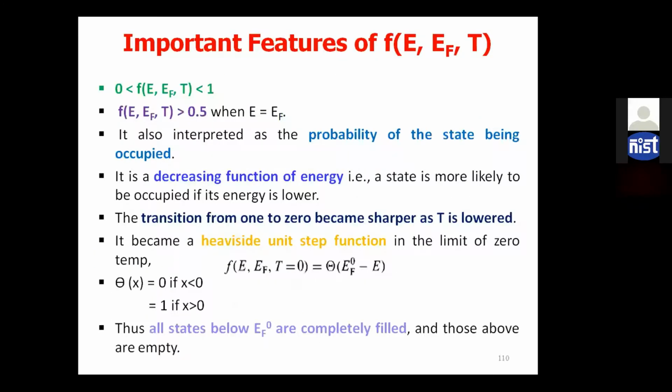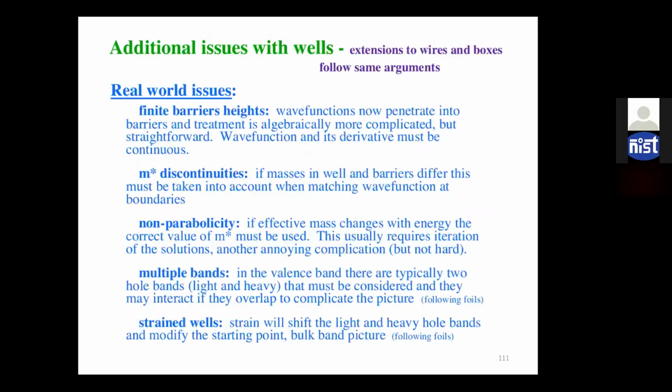There are some additional issues, like real world issues, such as finite barrier height, as I already explained. In the case of infinite barriers, no doubt the electron is totally confined. However, that is not possible. So when you take a finite barrier height, the wave functions can penetrate into the barriers, and the treatment is algebraically more complicated, but it is straightforward. We can derive that the wave function and its derivative must be continuous at the boundary of the well, and there are effective mass discontinuities.